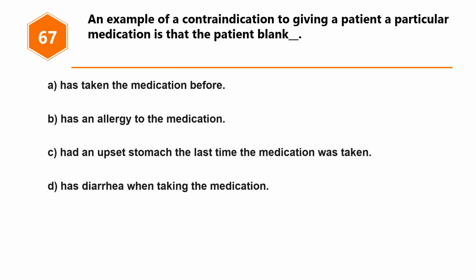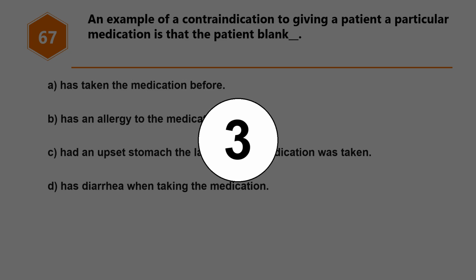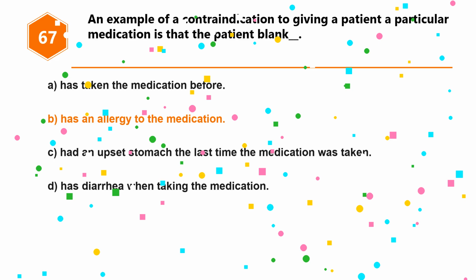Question 67. An example of a contraindication to giving a patient a particular medication is that the patient blank blank. Option A, has taken the medication before. Option B, has an allergy to the medication. Option C, had an upset stomach the last time the medication was taken. Option D, has diarrhea when taking the medication. The correct answer is option B, has an allergy to the medication.